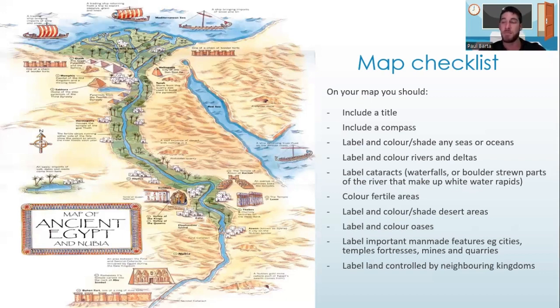Good answer. Can someone give me one final geographical feature? Our two seas, exactly right. So we have the Red Sea and the Mediterranean Sea on our maps. Well done. And why are these key geographical features for ancient Egypt? Yeah, they enabled trade with neighboring kingdoms. Exactly right. So good answers there.